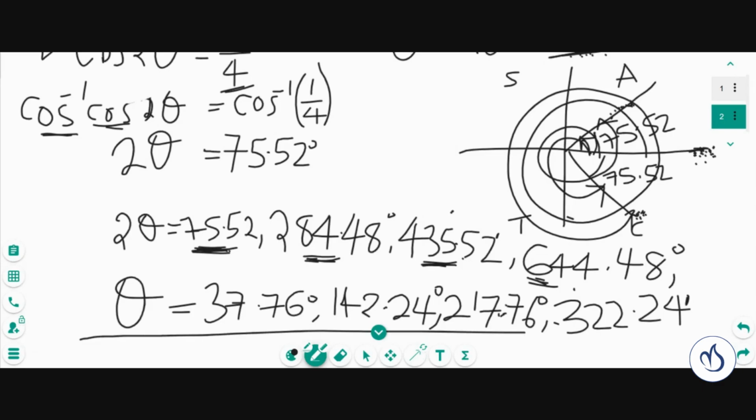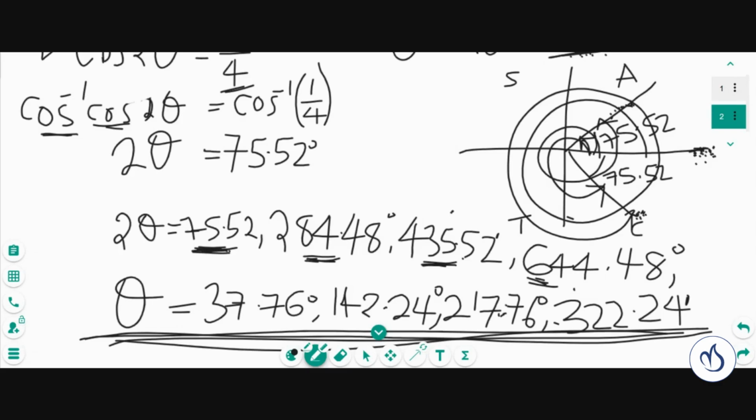After dividing, your biggest value should be less than 360. If there's any value which is bigger than 360, you ignore it. You don't write it as part of your answer. And that is it. That is how we solve these trigonometry equations.